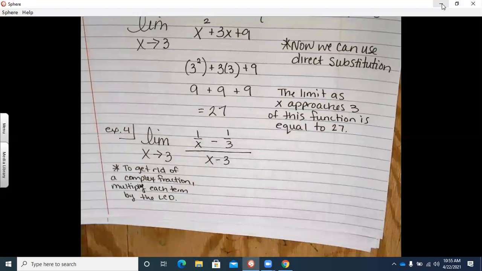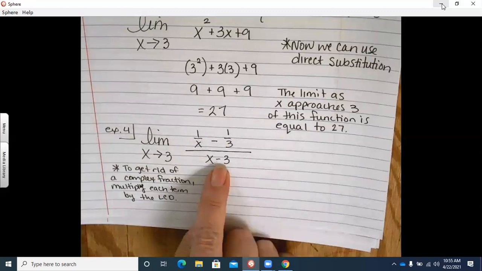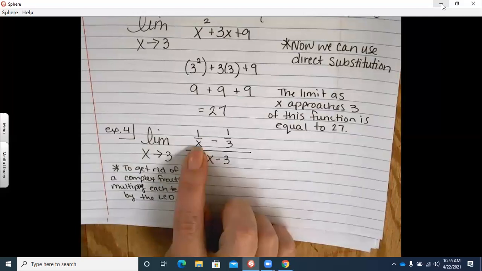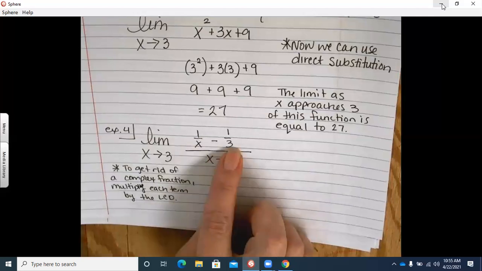So what is the LCD? Right, but in this case, what is that? 3x. Now remember, this x minus 3 in the denominator has a denominator of 1, okay? This fraction has a denominator of x. This fraction has a denominator of 3. So the least common denominator would be 3x.